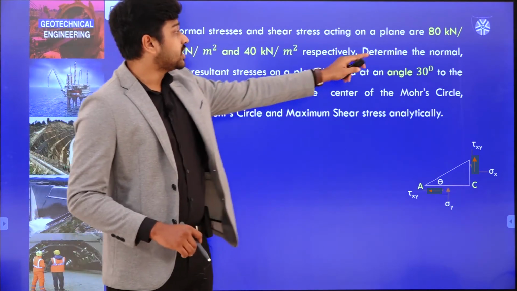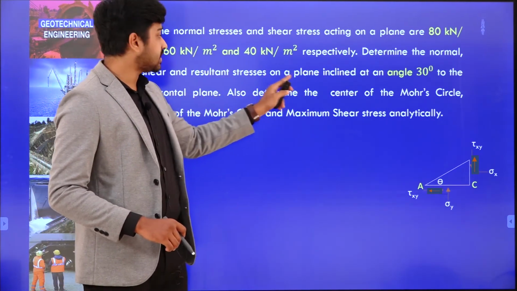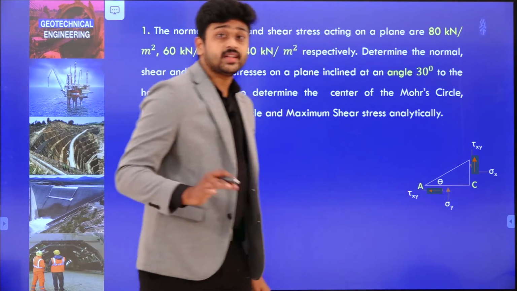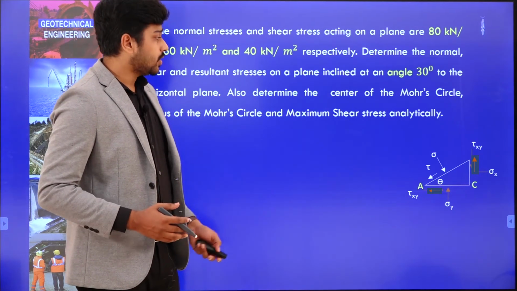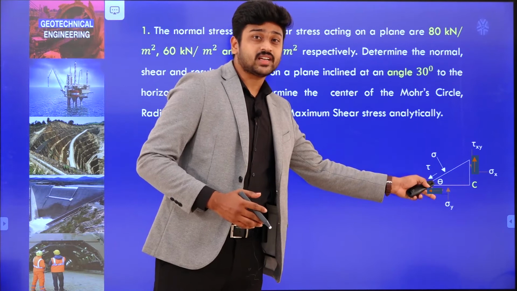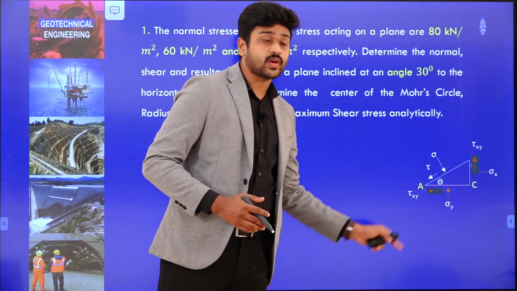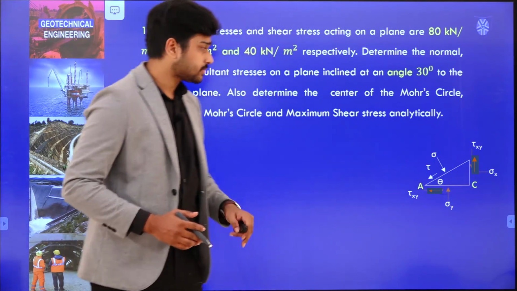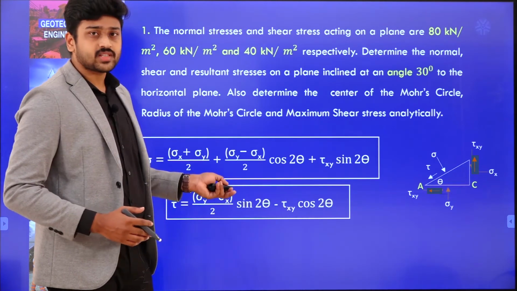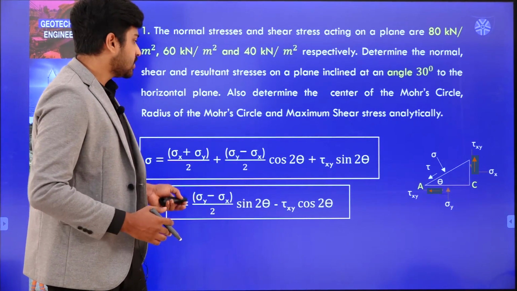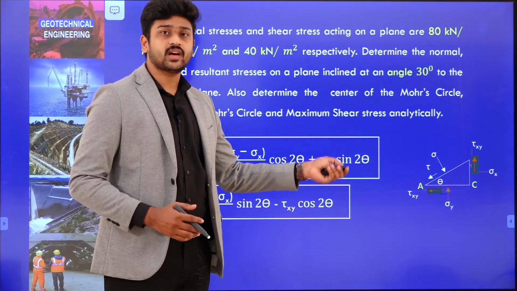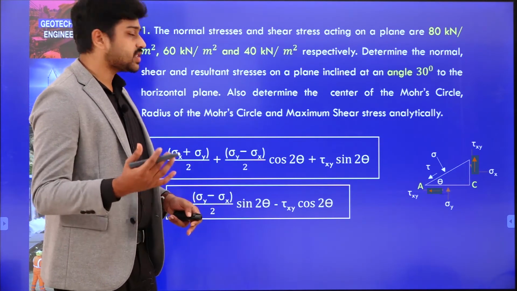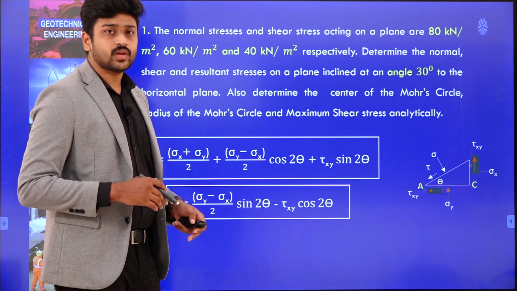Now, we need to determine the normal stress, shear stress and resultant stress on a plane which is inclined at an angle of 30 degrees. That means theta is given as 30 degrees. Using theta as 30 degrees and the values of sigma x, sigma y and tau xy, we have to find tau and sigma on this failure plane AB. We know the expressions clearly for when these are not principal planes. So, we know sigma x, sigma y, tau xy and theta. Substituting these values, we get sigma and tau. Also, the resultant is asked, so simply square and add and take the root, and you will get R.